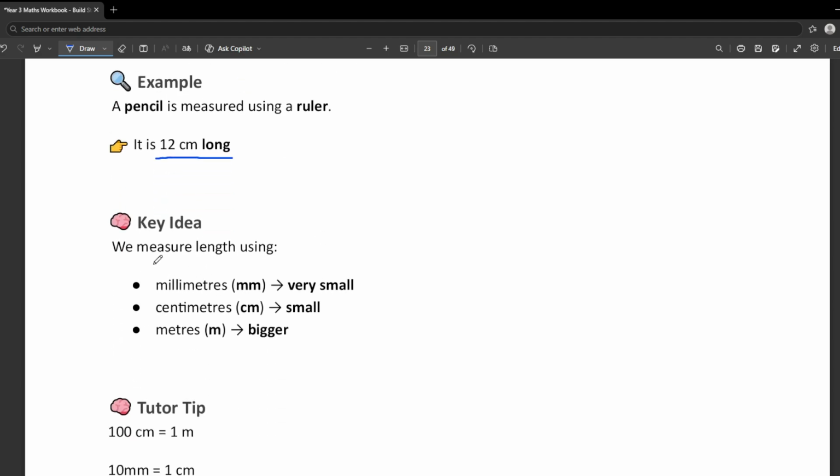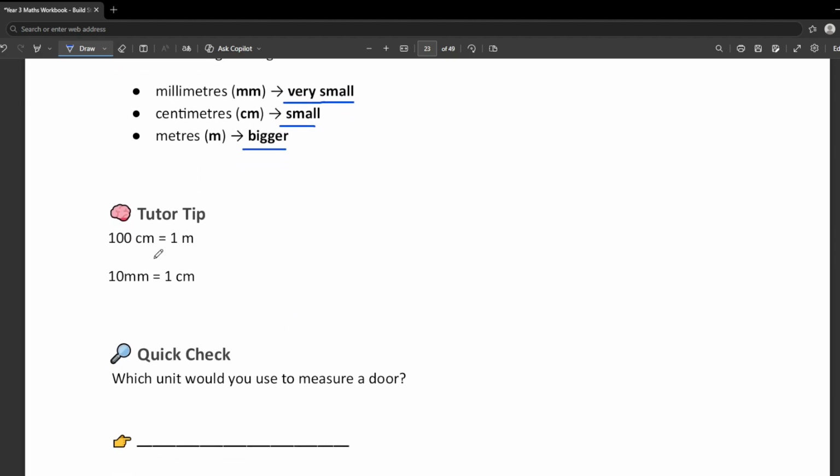Key idea is that we would measure the length using different forms of units. Millimeters for very small things, centimeters for small things, and meters for biggest things. A tip for this, which is very important, is to know the conversion between the units. There is 100 centimeters in a meter and 10 millimeters in 1 centimeter.